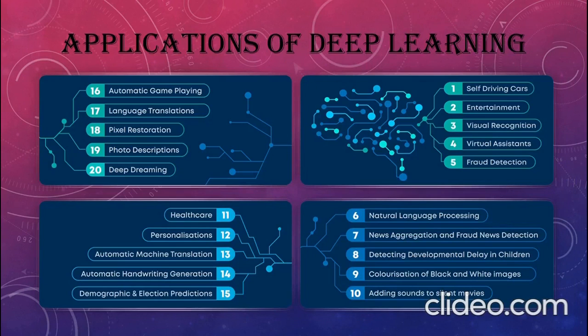Applications of deep learning. Some applications of deep learning are self-driving cars, news aggregation, fake news detection, natural language processing, virtual assistants, entertainment, visual recognition, fraud detection, healthcare, personalizations, detecting developmental delay in children, colorization of black and white images, adding sound to silent movies, automatic machine translation, automatic handwriting generation, automatic game playing, language translations, pixel restoration, photo descriptions, demographic and election predictions, deep dreaming, and much more.